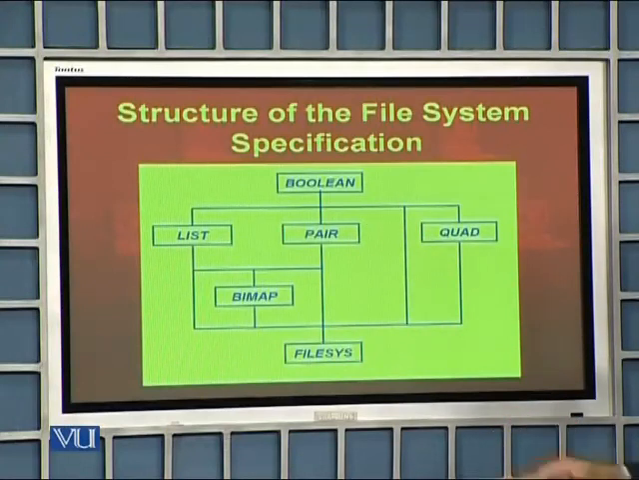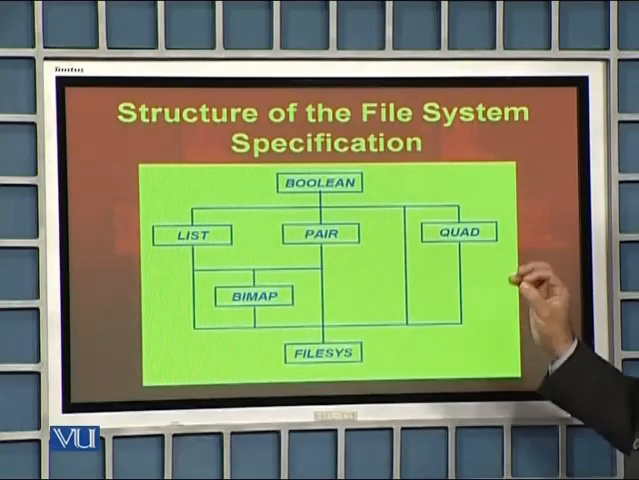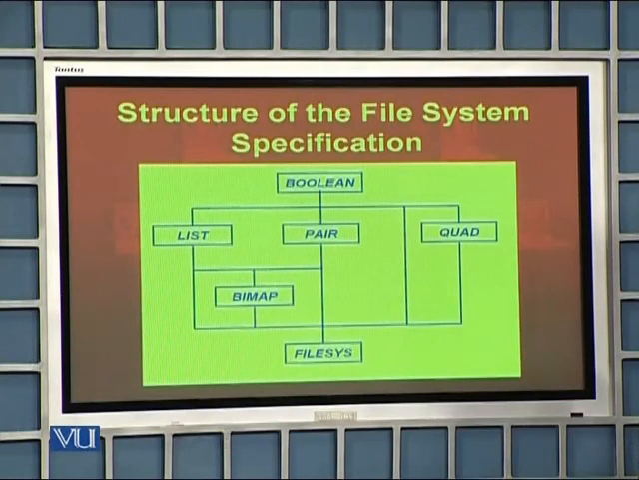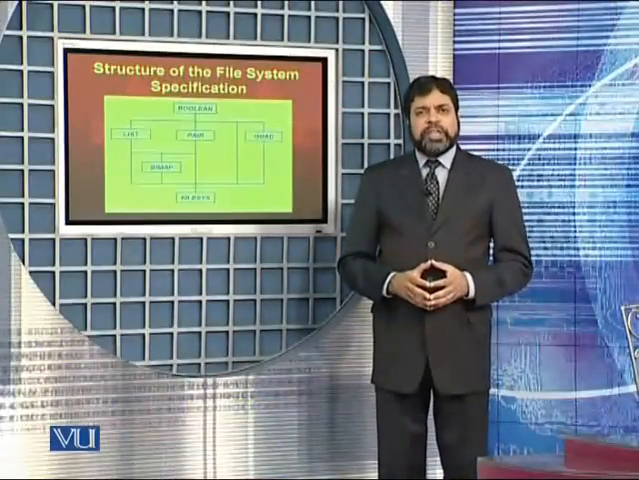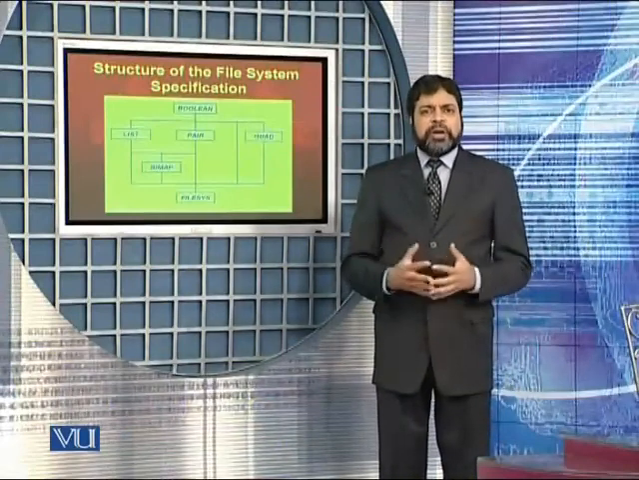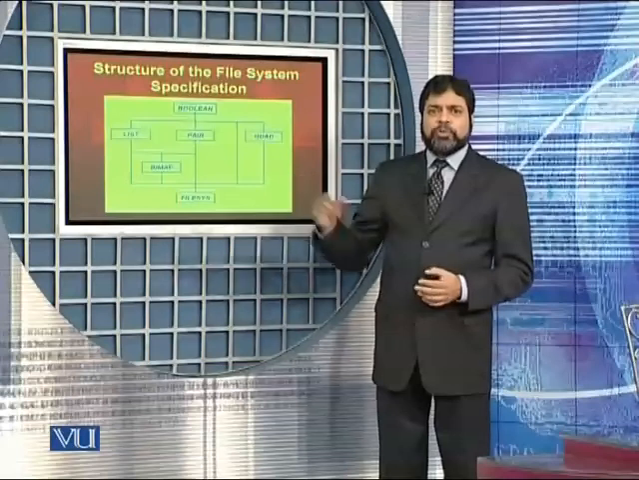So what I will do is, I will develop the specification for this Boolean. We have already seen this specification, but there are slight modifications in the notation that I will show you. We will use this Boolean in the specification of list, pair, and quad. With the help of list and pair, we will specify the BIMAP, and then we will put all these things together to specify the file system. So once again, this is a very simple kind of hierarchy. You read it from top to bottom.